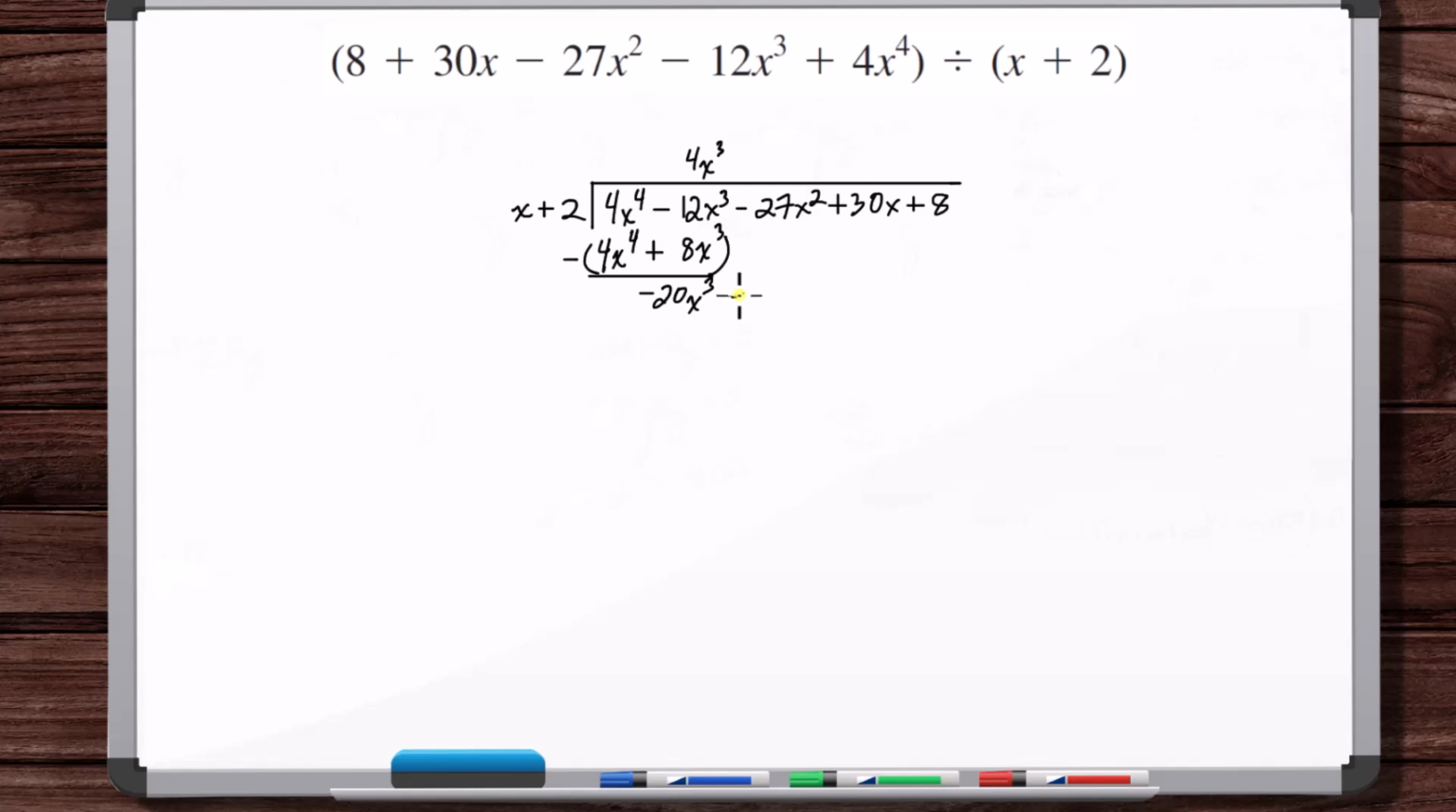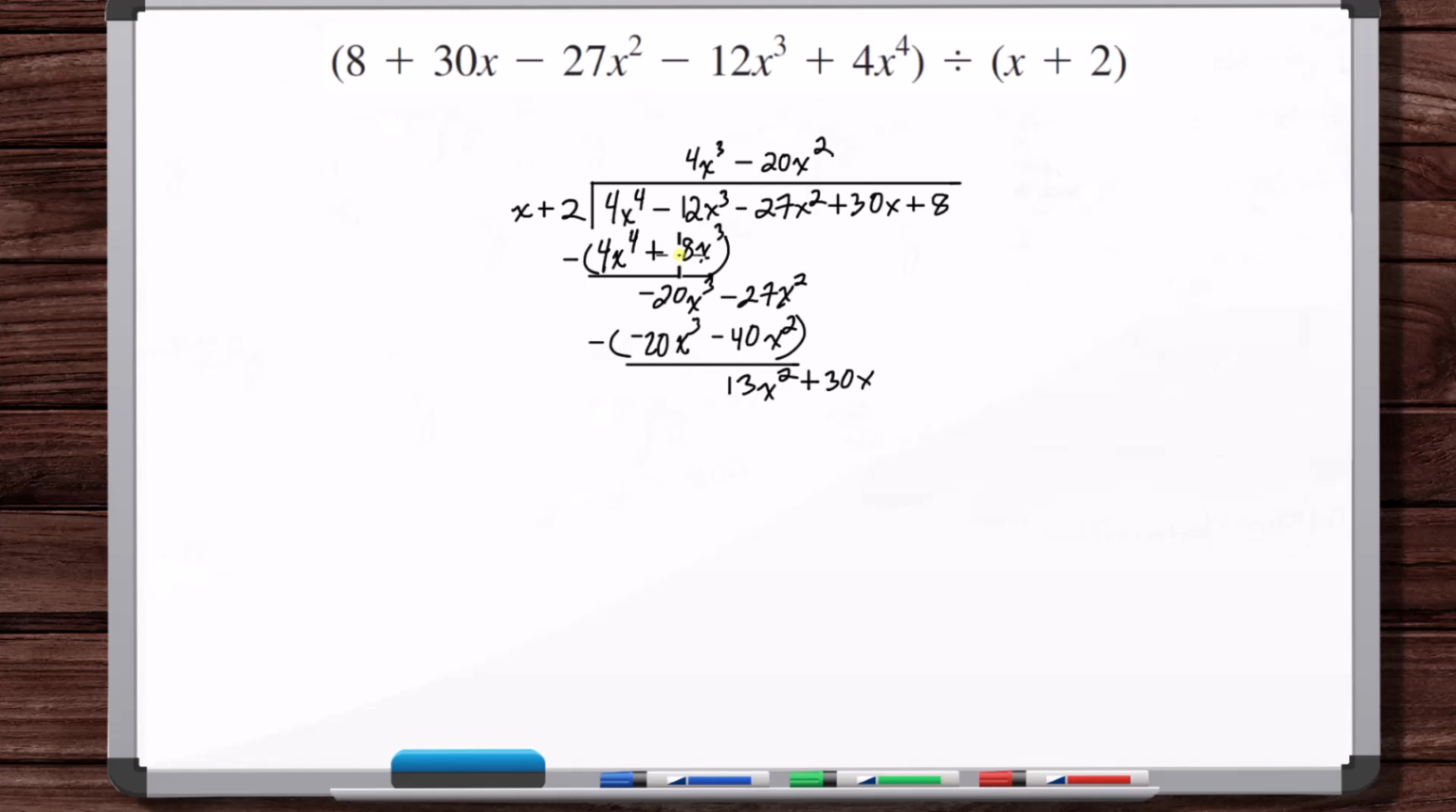Okay, now bring down this term here. Now minus 20x cubed divided by x is minus 20x squared. Do the multiplication: minus 20x cubed, and then minus 40x squared. Subtract these two. Minus 20 plus 20 is 0. Minus 27 plus 40 is 13x squared. Bring down the 30x.